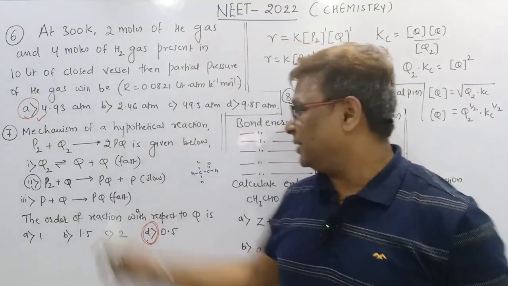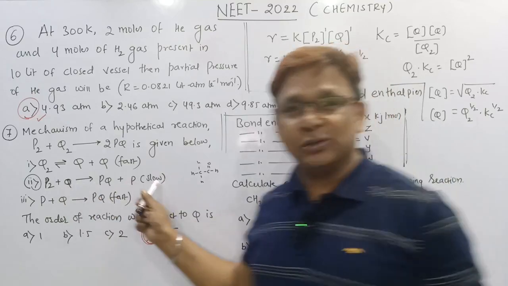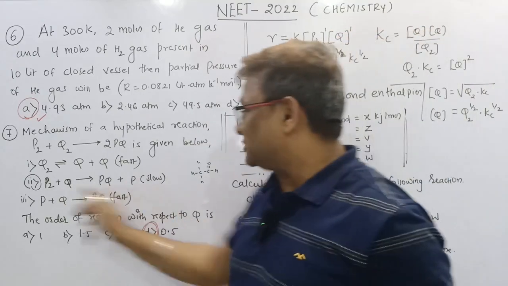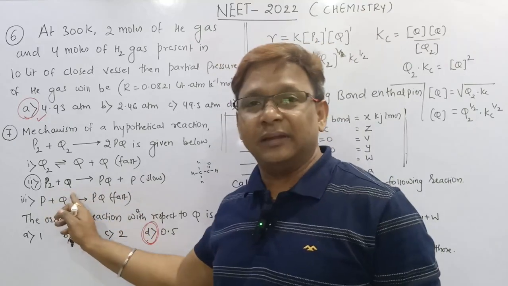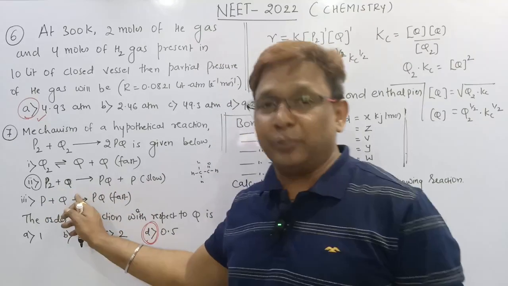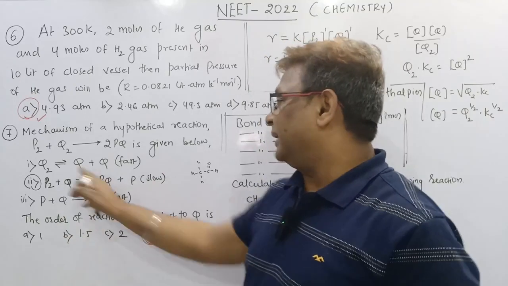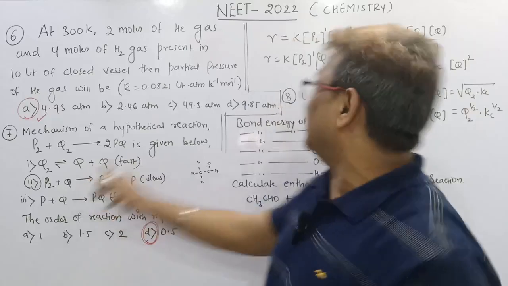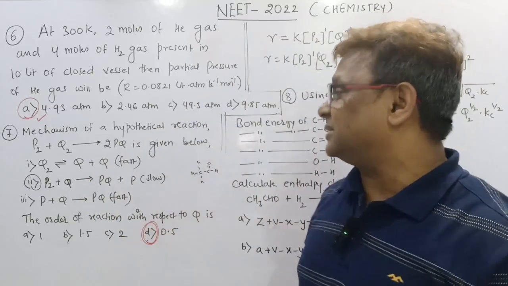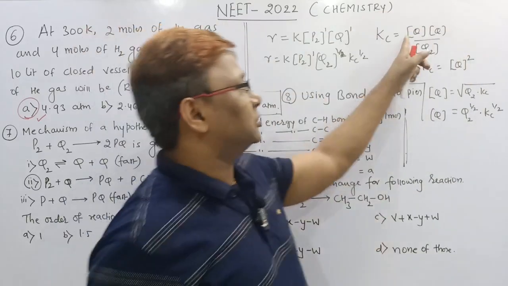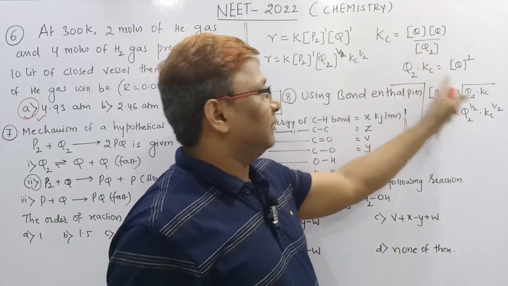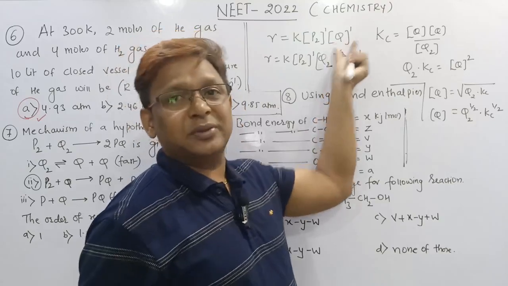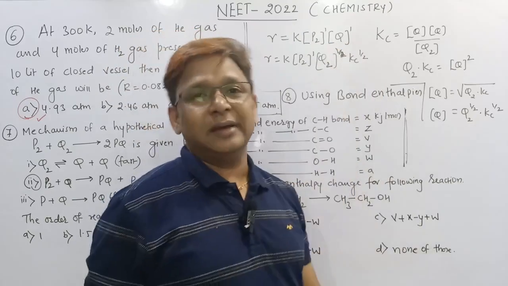See, in the first step, the slow step is there. By seeing the slow step, we have to write the rate law expression. Then in this slow step, whatever reactant terms are there, they must not be on the product side of the equilibrium. But in this one, Q is there. So for this equilibrium, we have to write the Kc, Kc equal to concentration of product by reactant, and we'll get the value of Q. This value of Q you have to substitute in the rate law expression and solve it, and we'll get the answer.